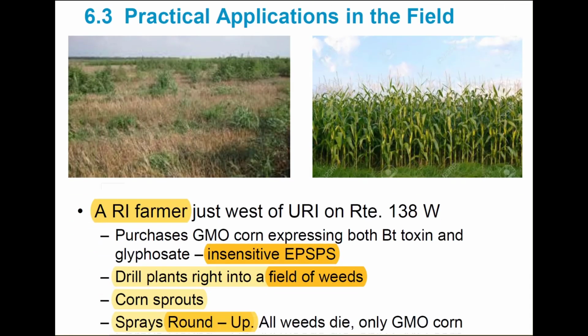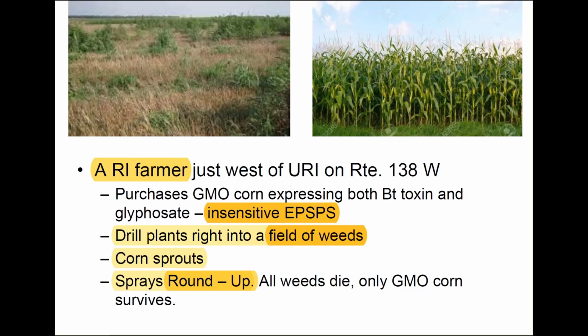And here's a Rhode Island farmer out in the Slocum area that I've talked to, just west of URI on Route 138. He purchases GMO corn expressing both Bt toxin and glyphosate-insensitive EPSPS, so this is not destroyed by Roundup. He drilled plants right into a field of wheat. So he takes this field, no clearing, no treatment, no nothing. Just plants corn right in this. Right? This is heresy. For hundreds of years, you always plow it, and then you sow corn, and then you start weeding it, or you crop dust it. Drill seeds right in. Corn sprouts, spray with Roundup.